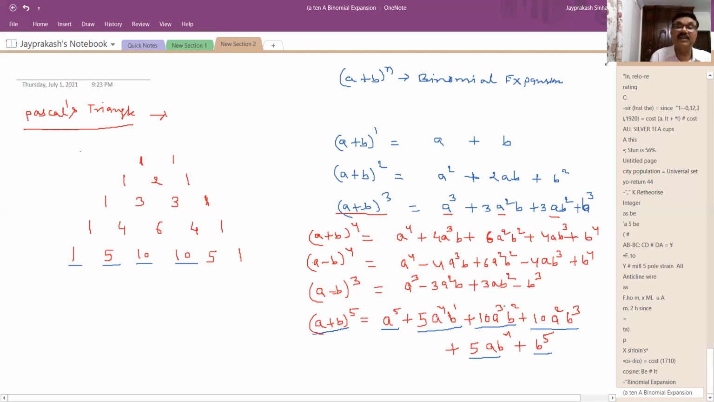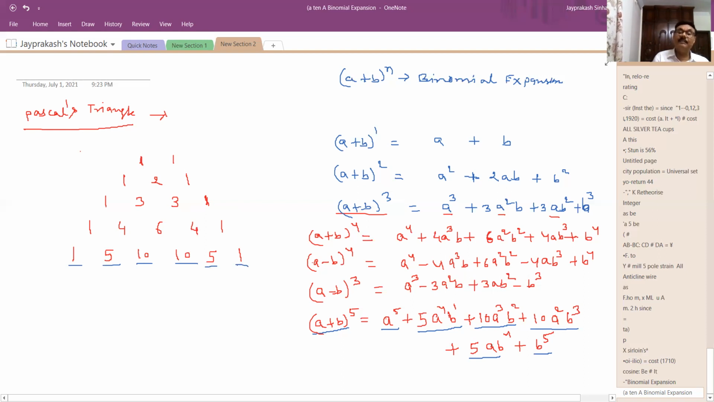Now the coefficient of the fifth term will be 5. So we have already written 5. Now reduce the power of a by 1, so it will be a, and increase the power of b by 1, so it will become b to the power 4. Now what will be the coefficient of the last term? It is 1. So you can write it or you cannot write it. If the coefficient is 1, it is not important to write it. Okay.